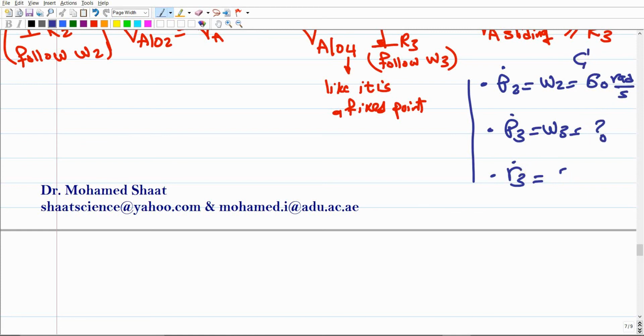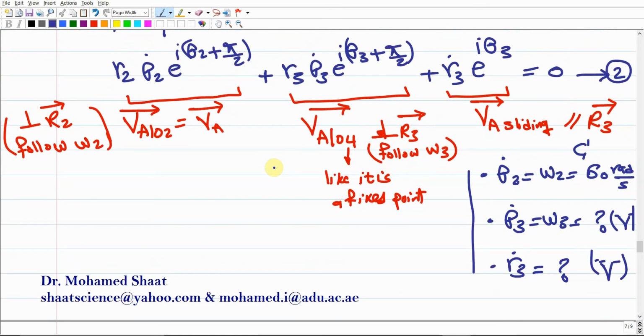But how about these two components? They intuitively will be unknown, and both will be considered variable because he didn't say anything regarding these two velocity components, whether positive, constant, or variable. So I'm going to consider them varying over time. Then we have to decompose this equation into the trigonometric form, the cosine and the sine form.